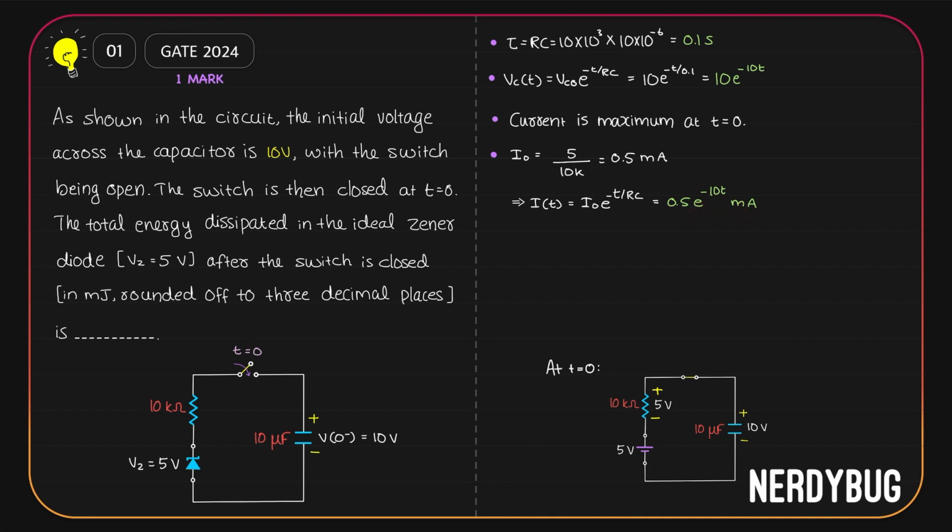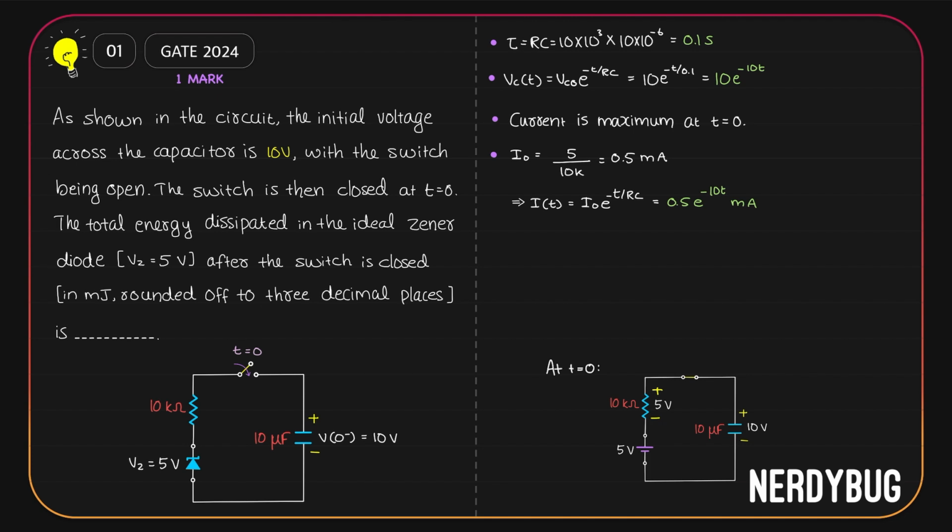Now comes the most important part of this question. We saw that at t equal to 0, when the switch is just closed, the diode is on, so it has a potential 5 volt across it. Capacitor has 10 volt, so the rest of the potential, that is 5 volt, will be dropped across the resistor. Now the potential across the capacitor will decrease exponentially. But as long as the diode is on, potential across it will be constantly at 5 volt. That means when the capacitor discharges and the potential across it decreases exponentially, the potential across the resistor also decreases. Diode will constantly be at 5 volt.